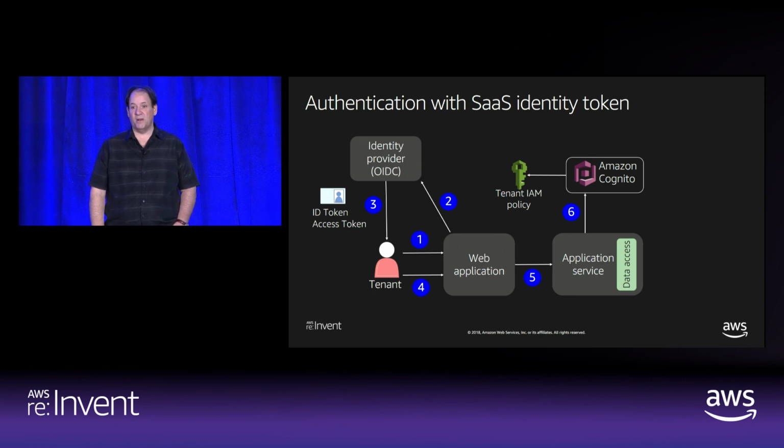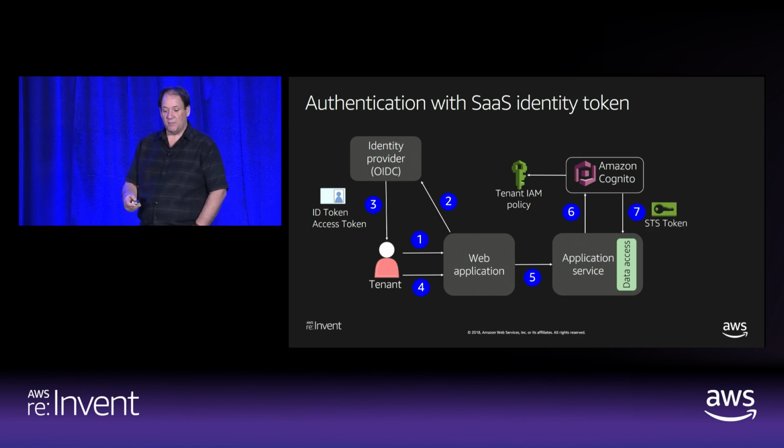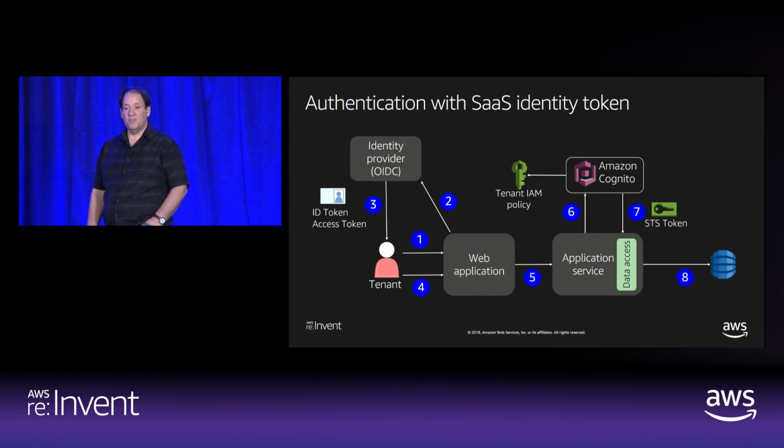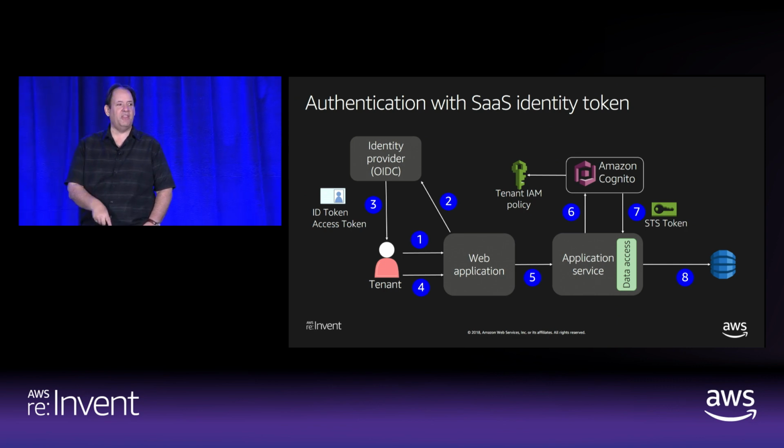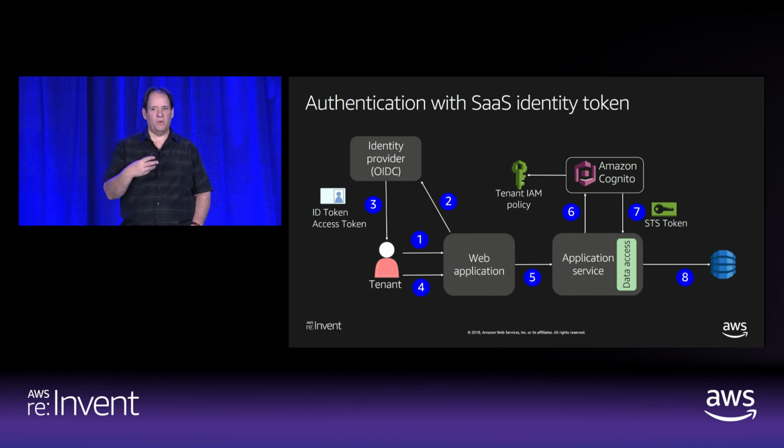IAM constructs. So I'm going to get these security credentials to make sure they have the IAM policies attached to them. I get that token back, and then I use that token to get the data. But I did nothing in this to figure out which tenant ID you are or which role you are. It all came to me embedded in the token.